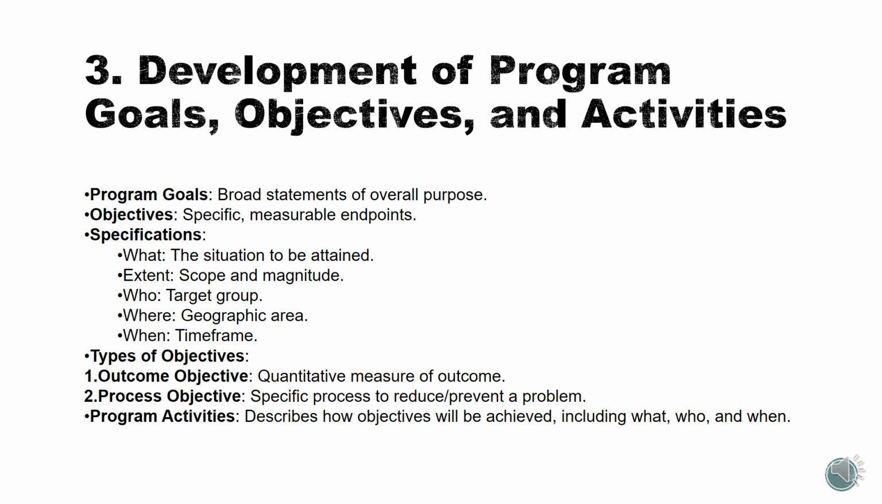For example, by the year 2025, more than 90% of the population aged 6 to 12 years in community X will be covered under the school fluoride mouth rinse program. Types of objectives are outcome objective, which is the quantitative measure of outcome, and process objective, which is the specific process to reduce or prevent a problem. Program activities describe how objectives will be achieved, including what is going to be done, who will be doing it, and when it will be done.